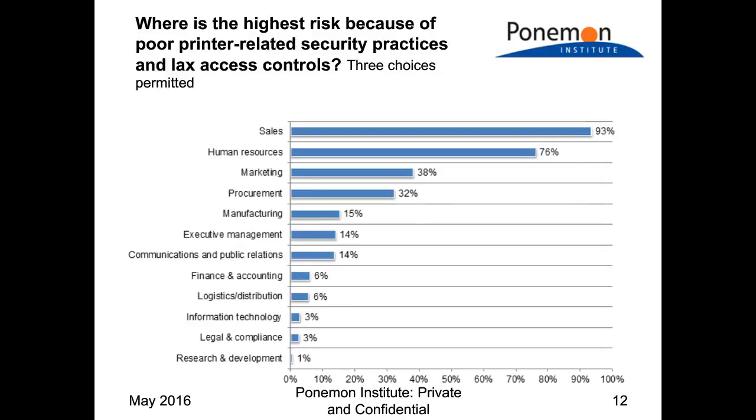So the next slide is where is the highest risk because of poor printer-related security practices, not about the technology aspects, but just general, the human factor, good people who do stupid things around printers. And basically here what rises to the occasion is not the executive management issue, but sales, then human resources, marketing, procurement, manufacturing, in the middle of the pack, executive management. So the list does vary a little bit based on the issue, whether it's an inherent problem within the printer or it's a problem because of poor security practices, like just leaving a confidential document in the printer.